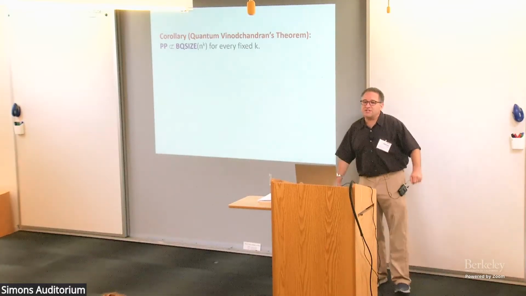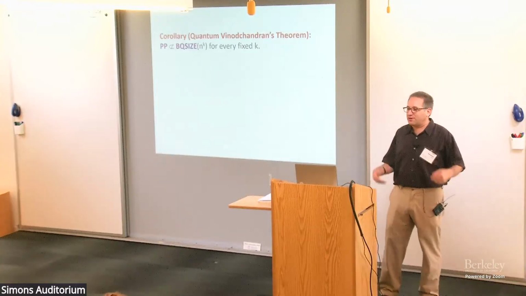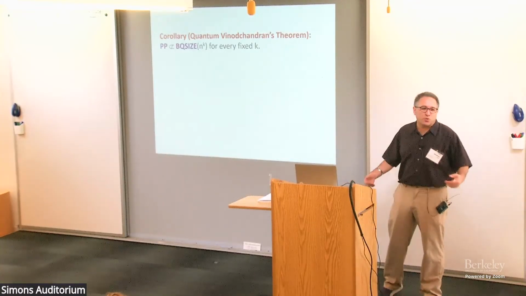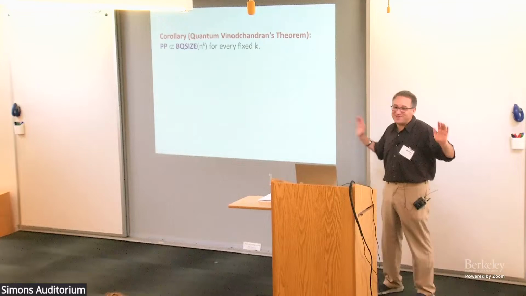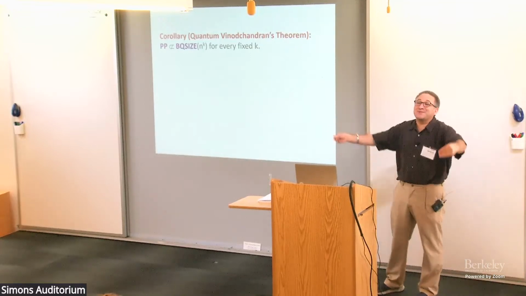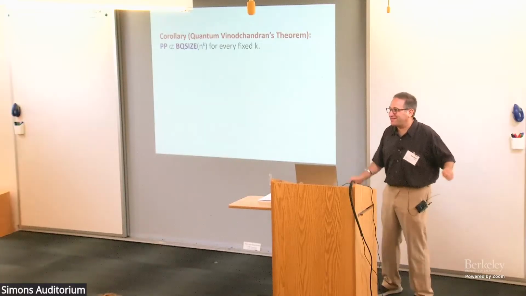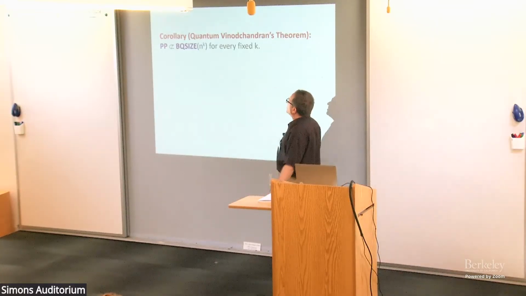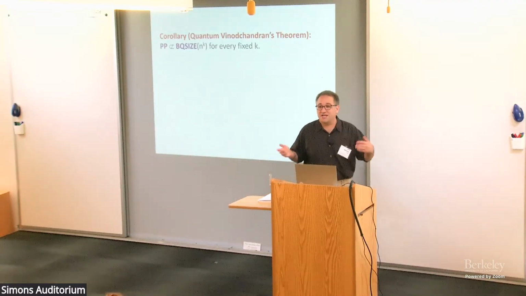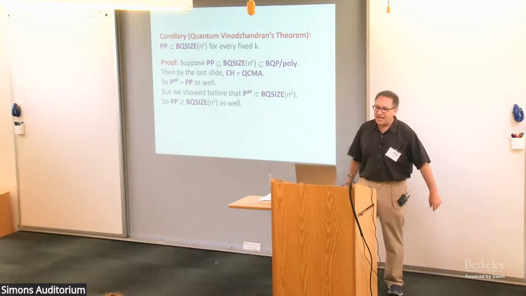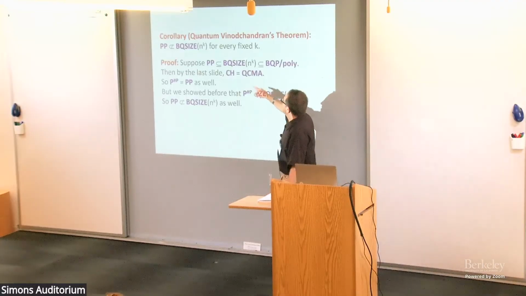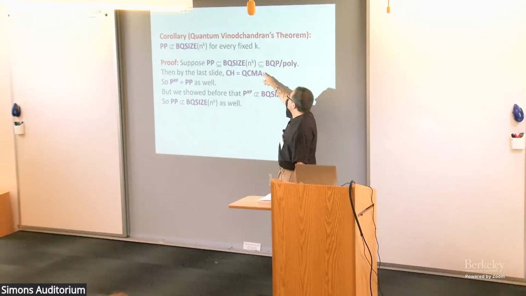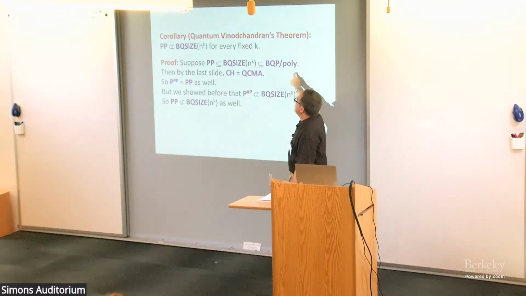Okay, so now let's observe a corollary of that quantum Karp-Lipton theorem, and I will call this the quantum Vinodchandran theorem. Like I said, we're just going to try putting Q's in front of everything, and we'll keep doing that until something breaks. Then we'll see if we can fix it. So quantum Vinodchandran would say that for every fixed k, PP does not have quantum circuits of size n to the k. How do we prove that? Well, suppose the contrary, usually a good first step. Suppose PP has circuits of size n to the k, so in particular, it's in BQP/poly.